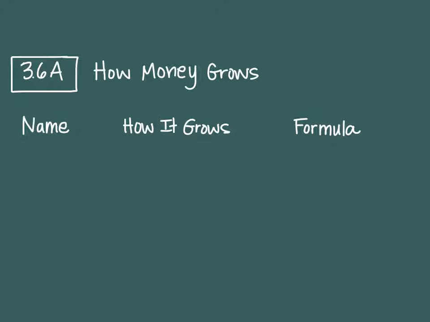We're going to talk about how money grows in 3 different ways. So there are 3 different formulas. They will be part of a formula bank that you get for the quiz, test, and final, but they won't be labeled, so you'll need to know how to use each one.